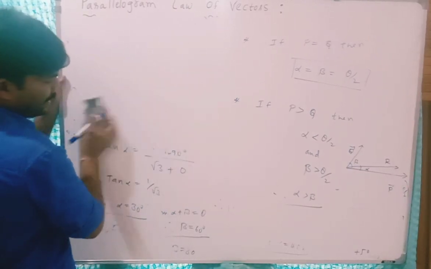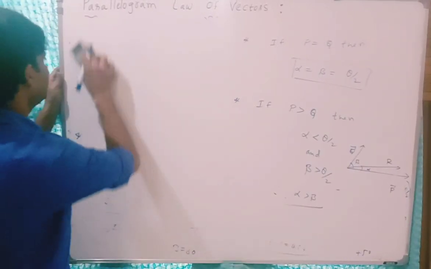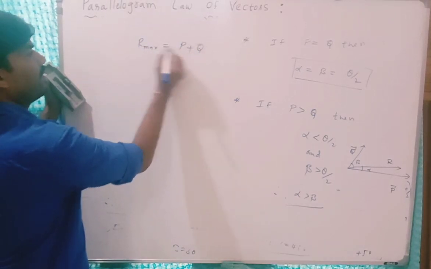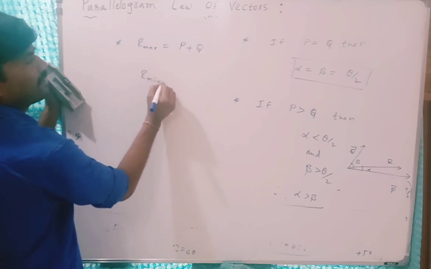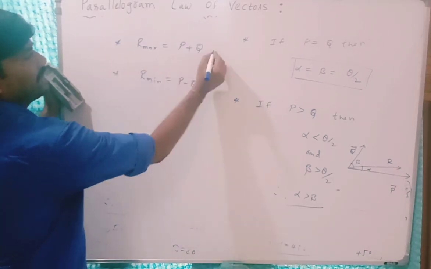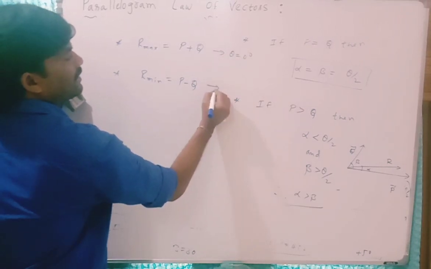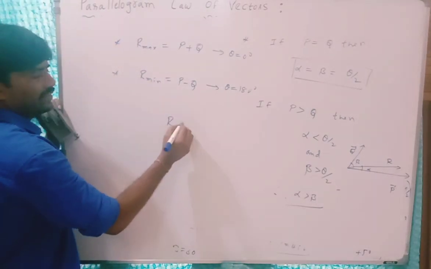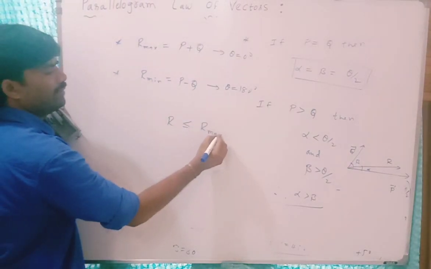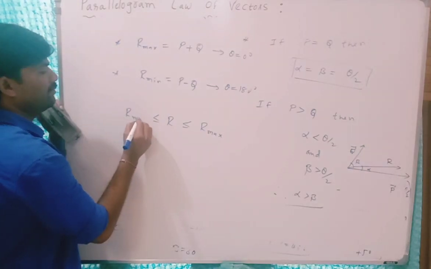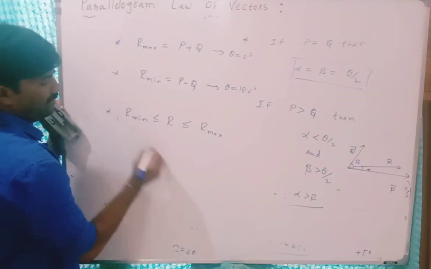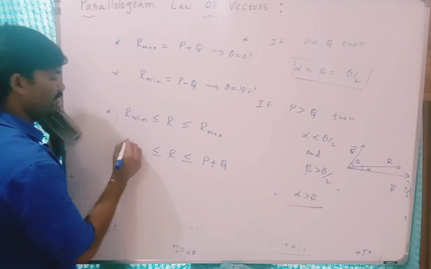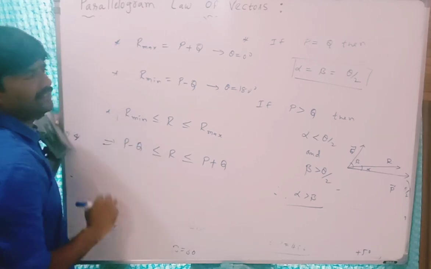And the resultant magnitude, the maximum magnitude of the resultant of two vectors is R maximum is P plus Q and R minimum is P minus Q. This is for angle 0 degrees, this is for angle 180 degrees. The resultant always lies between these two, never more than maximum, never less than minimum. It means R is less than or equal to P plus Q, greater than or equal to P minus Q. Minimum is this.